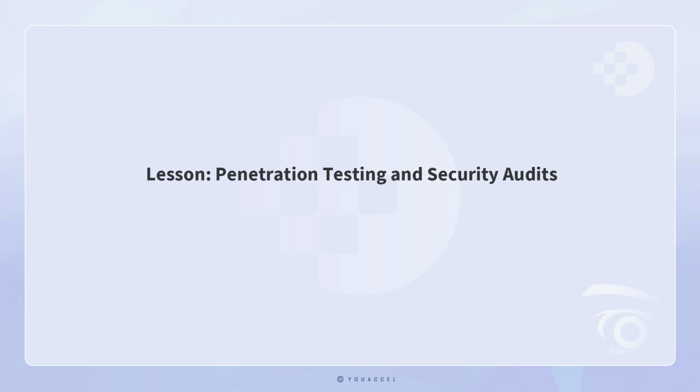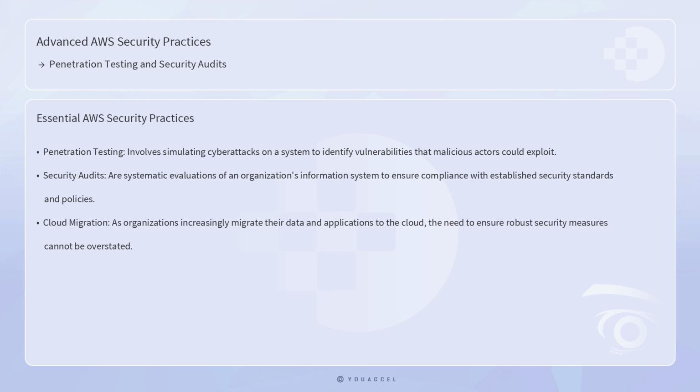Lesson: Penetration Testing and Security Audits. Penetration testing and security audits are critical components of advanced AWS security practices. As organizations increasingly migrate their data and applications to the cloud, the need to ensure robust security measures cannot be overstated. Penetration testing, commonly referred to as pen testing, involves simulating cyberattacks on a system to identify vulnerabilities that malicious actors could exploit. Security audits, on the other hand, are systematic evaluations of an organization's information system to ensure compliance with established security standards and policies.